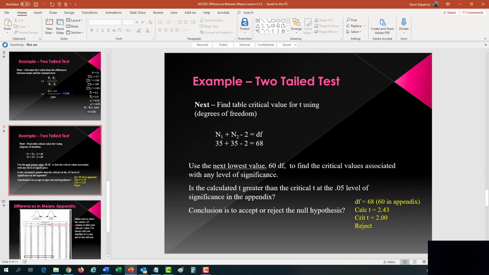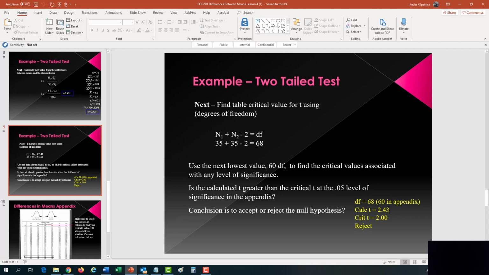So now I need to find the degrees of freedom, which is very simple. We already did it in one of the other steps. N of the first group plus n of the second group minus 2. So 35 plus 35 minus 2. 70 minus 2 is 68. So that's our degrees of freedom.